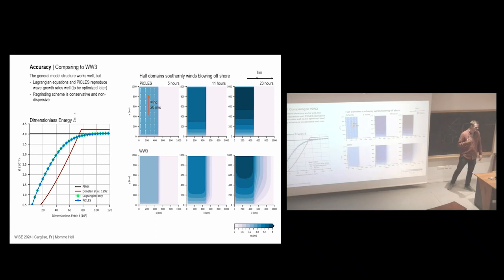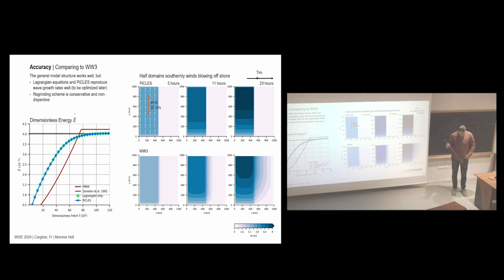We can get a bit more complex. Here, winds are blowing offshore from the north on half of the domain, so this is X and this is Y. And as we grow in time, we grow waves. That looks okay. You do the same in WaveWatch. That looks the same. Instead, WaveWatch is more diffusive, right? There's diffusion and dispersion going on, and my numerical scheme doesn't have that. We have not implemented that.